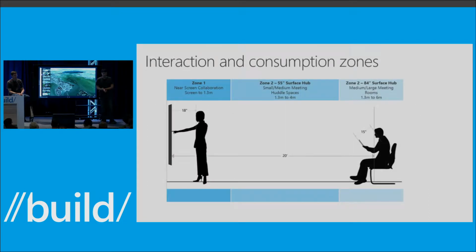So let's talk about design and scaling and how close you are to the device. During our user research, we found it very useful to divide the interaction into two zones of engagement. We call them zone 1 and zone 2.